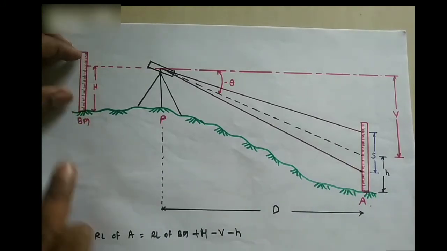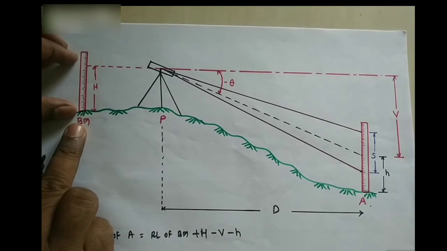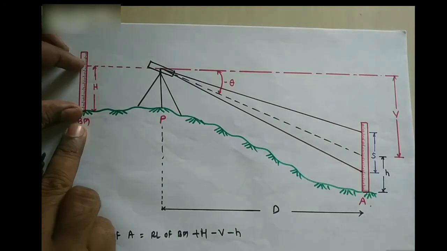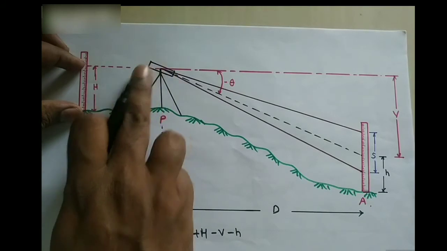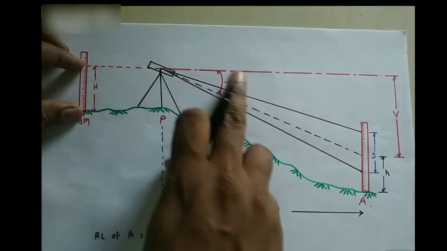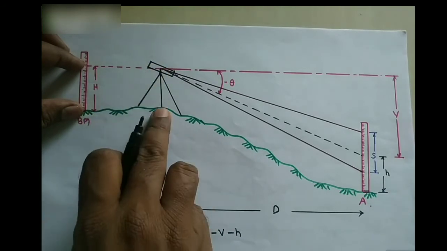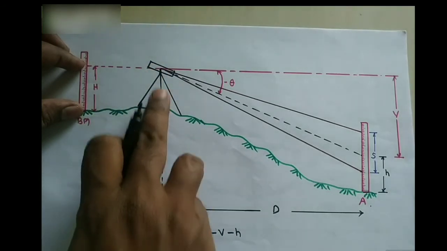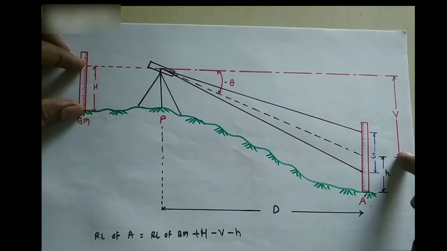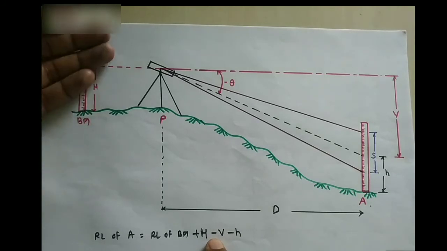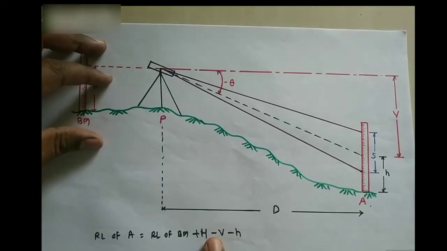Now if the RL of benchmark is given in the problem, staff reading we can take with the 0 degree angle at this tacheometer, or if the instrument height is given in the problem, then you can directly calculate RL of P plus instrument height minus V minus h. So here for angle of depression the sign of V is minus, and in the case of angle of elevation, the sign was positive. Okay, remember this thing.